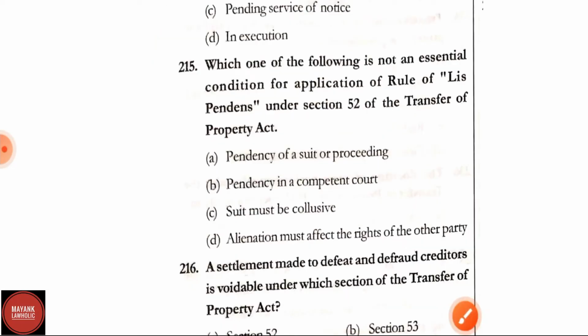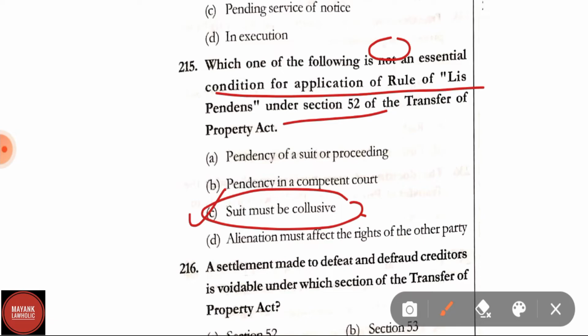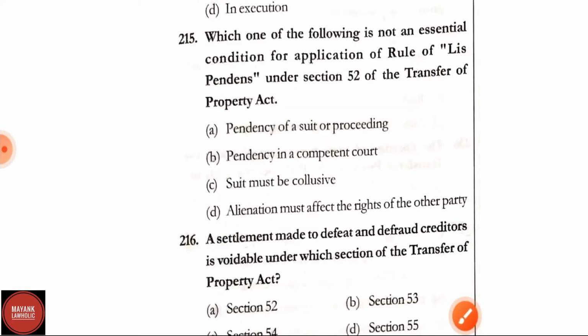Question number 215. Which one of the following condition is not an essential condition for application of rule of lis pendens under section 52 of TPA? Options are pendency of a suit or proceeding, pendency in a competent court, suit must be collusive, alienation must affect the rights of the other party. Correct answer is option C, suit must be collusive is not an essential condition for the application of rule of lis pendens under section 52.